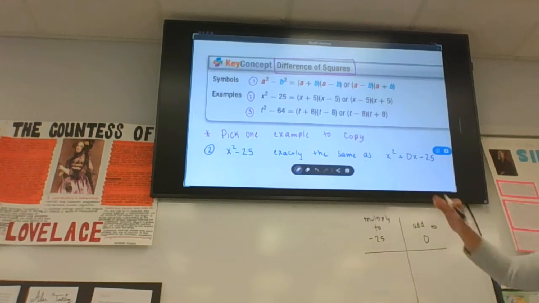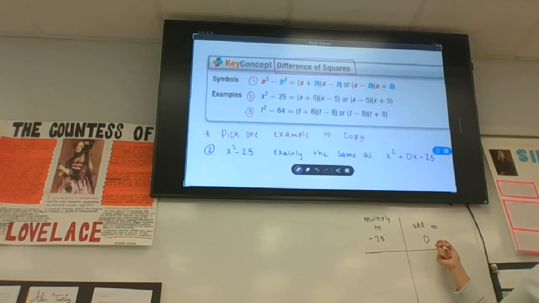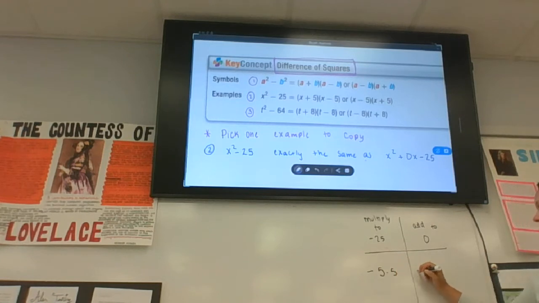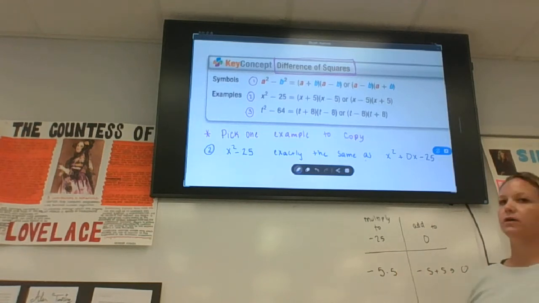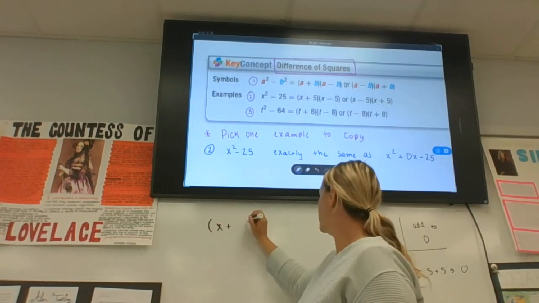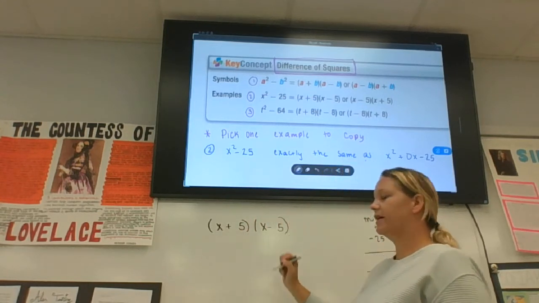Because there's a 0 in the middle. So what does multiply to negative 25 and add to 0? 25 and 0? No, 25 plus 0 is 25. Aiden? Negative 5 times 5, when you add them together, makes 0. So this factors to x plus 5 times x minus 5.